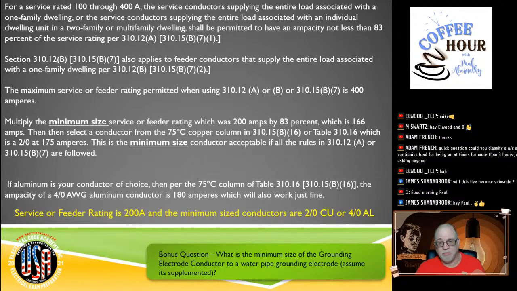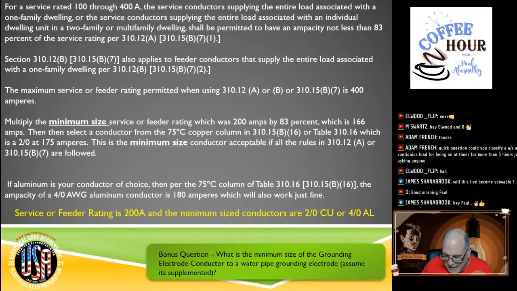because it is over 100 amps, right? And we're in 75 degrees C. 110.14C gives us all those rules. So I'm going to select the conductor for that. I have to have one that's at least what? 166 amps, can't be less than that.